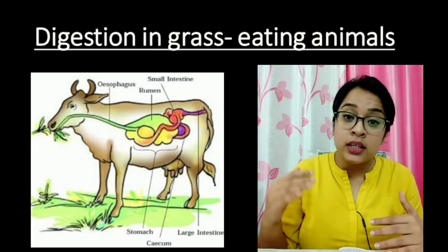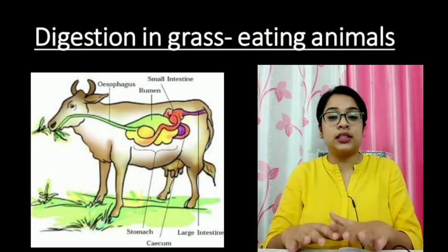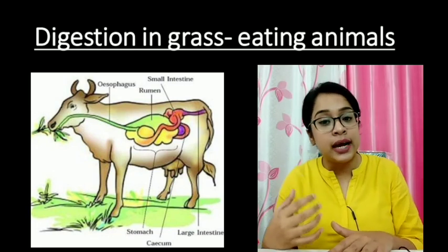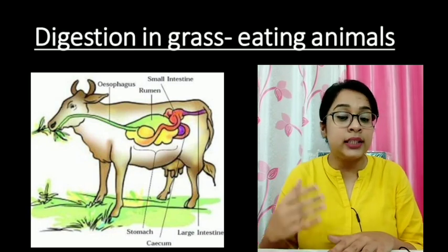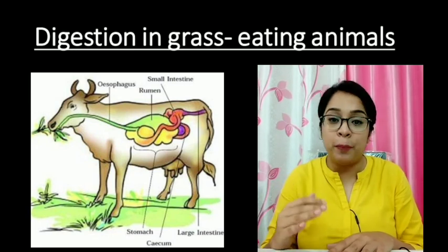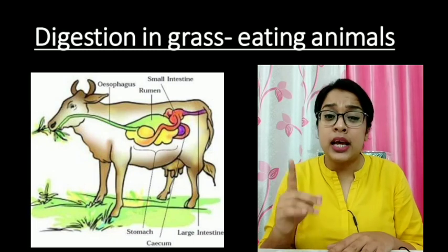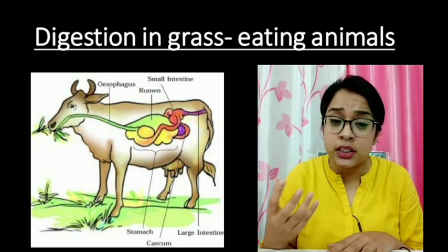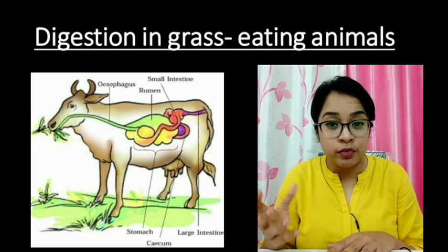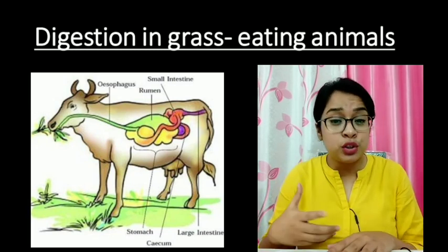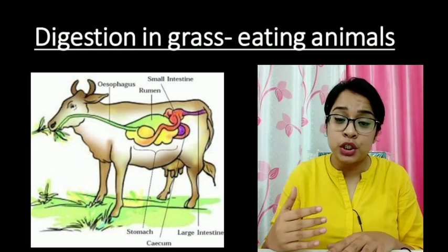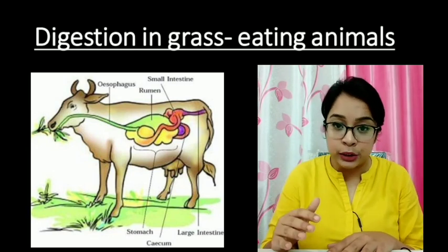But when the animal is relaxing or sitting, what happens? That partially digested food comes out from the rumen and then they chew the grass properly. The partially digested food is called cud, which comes out from the rumen, and this process of chewing it is called rumination or chewing of cud.